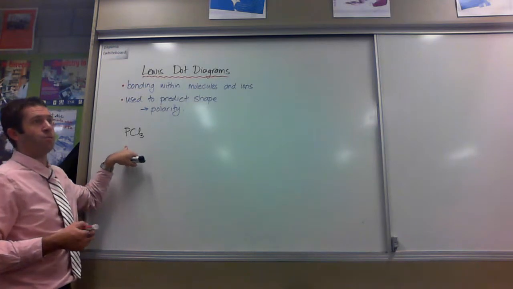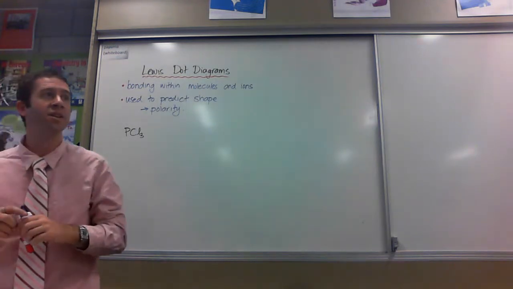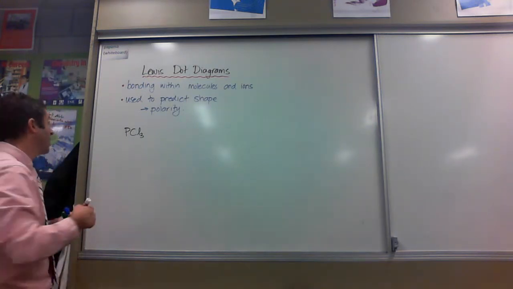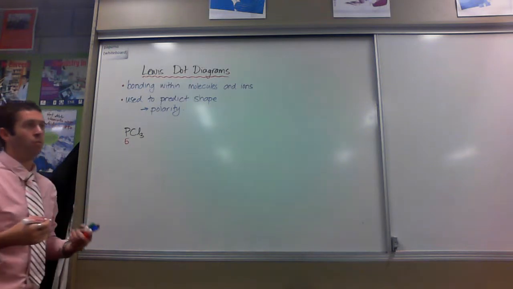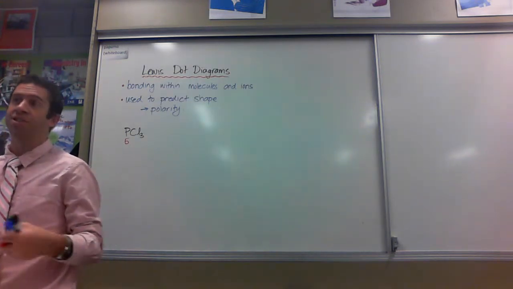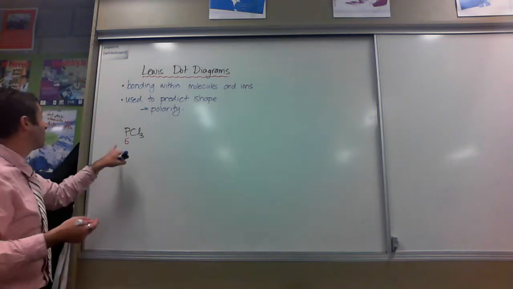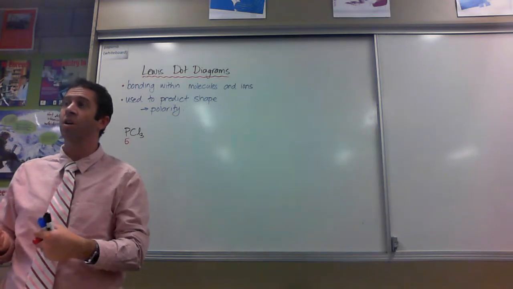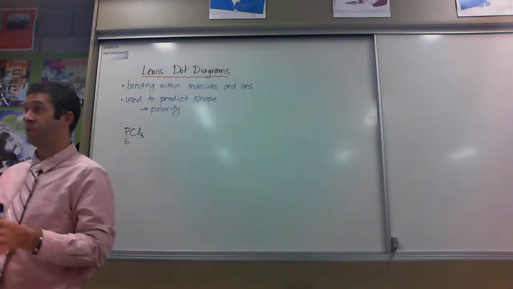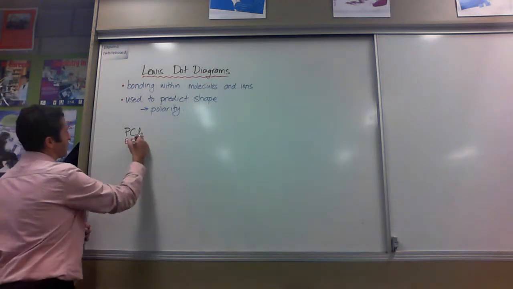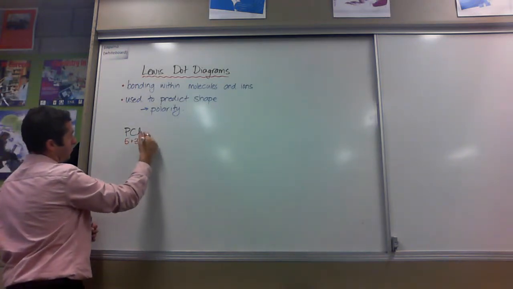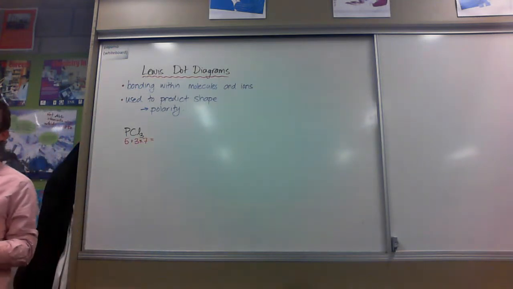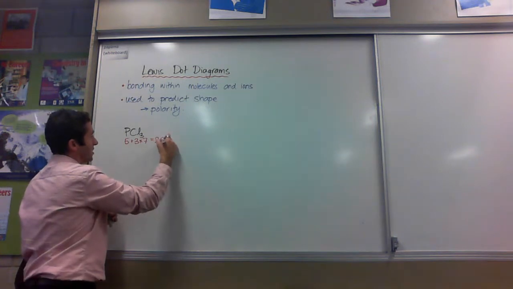Phosphorus is in group, depends on your numbering, but it's in group 15. That means it's got 5 electrons in its outermost energy level. If you want to say it, it's 3s2, 3p3, okay? But it's 5. Chlorine is in group 17, so it has got 7 electrons in its outermost energy level, in the 3rd energy level. So there's 3 of them. So we've got 5 plus 3 times 7 tells me how many electrons we've got. So 5 plus 21 is 26 electrons.